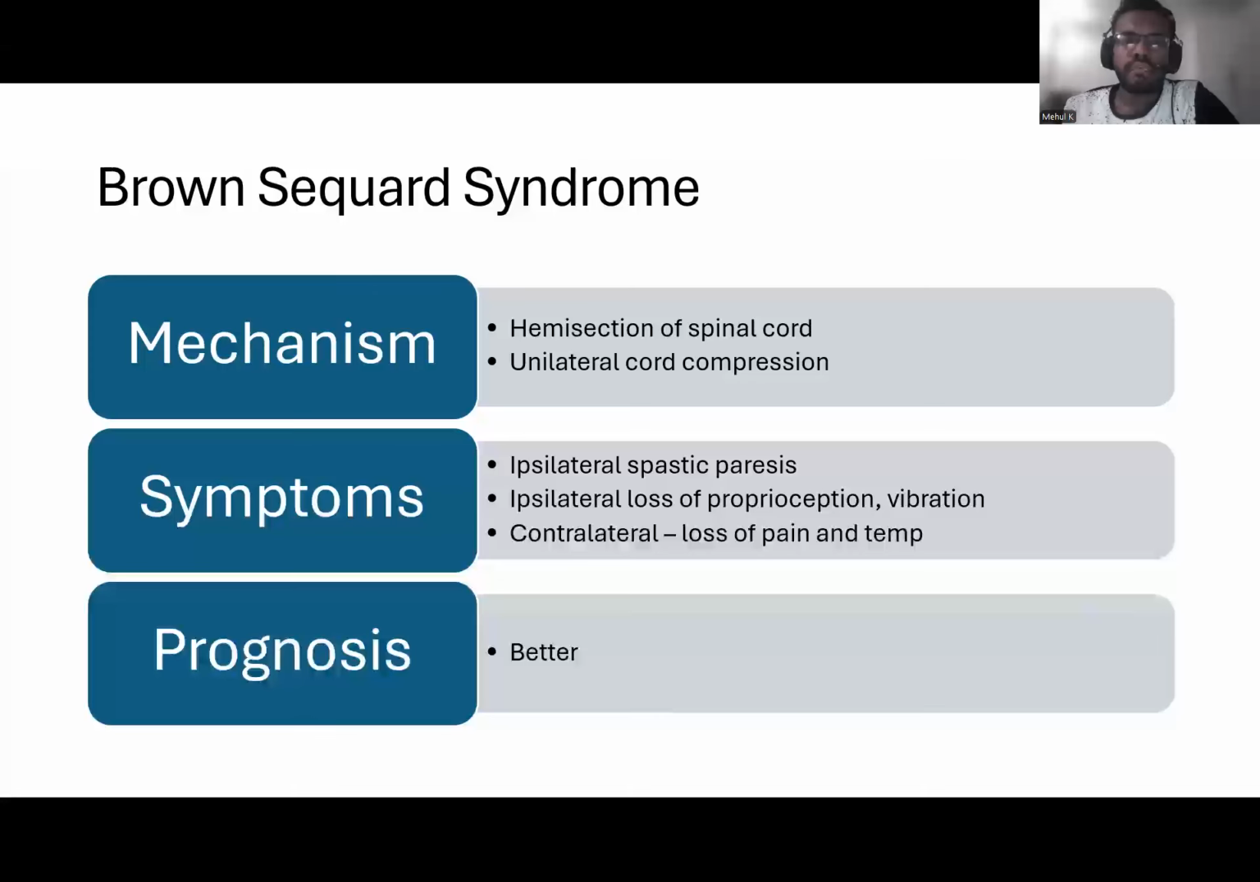And hemisection of the spinal cord, Brown-Séquard syndrome, usually in the context of trauma, should be due to some kind of direct stab wound to the spinal cord. So it can lead to ipsilateral paralysis and contralateral loss of the spinothalamic tract. So ipsilateral motor fibers and posterior columns and contralateral spinothalamics will be affected in Brown-Séquard syndrome.